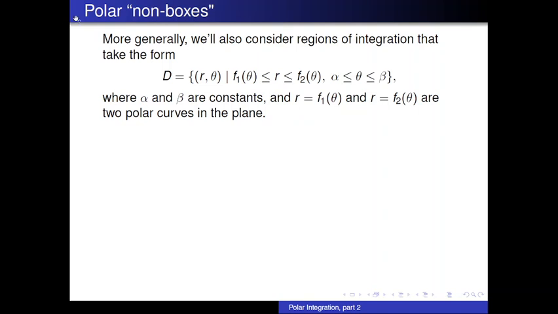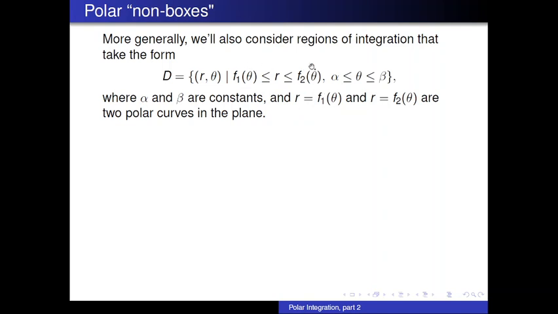So, for our purposes in this textbook and for the problems that you'll see on WebAssign, the polar non-boxes that we're going to see are going to be regions of this form here, D. They're going to be the set of all points in the plane r comma theta in polar coordinates, where theta is still bounded by two constants, alpha and beta. But now the radii r are bounded between two functions of theta.